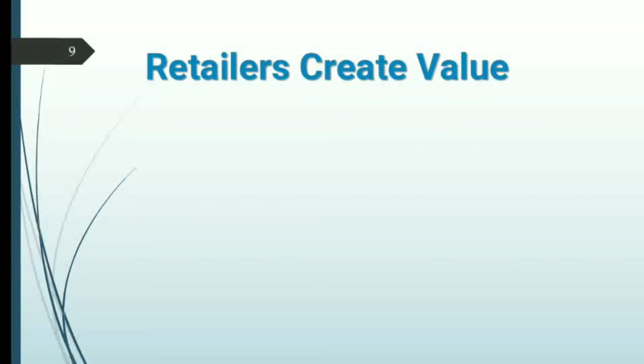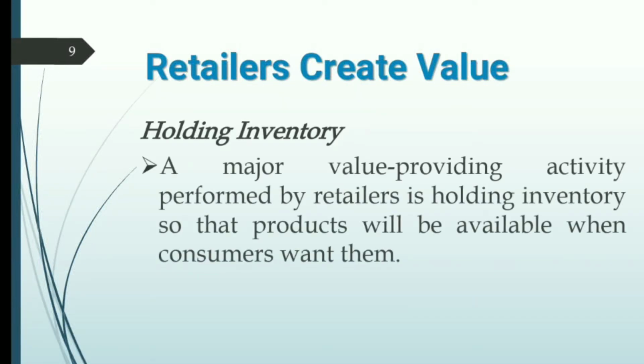The third value creating activity undertaken by retailers is that they hold inventories. So this is a major value providing activity made by the retailers. And because of this, consumers can have few pieces of the products at home because they know that such products are available in the local retailers when they need it.